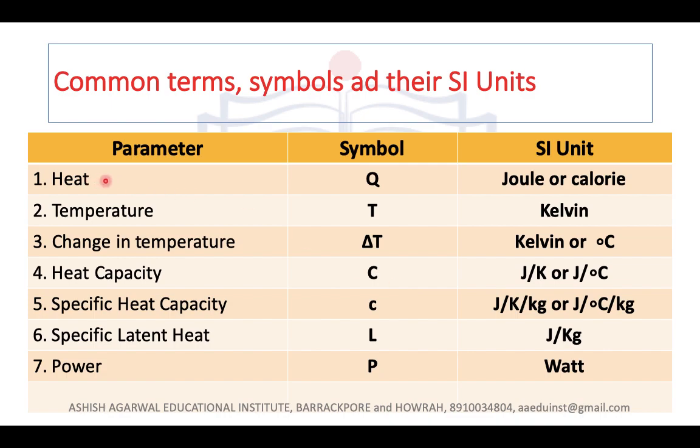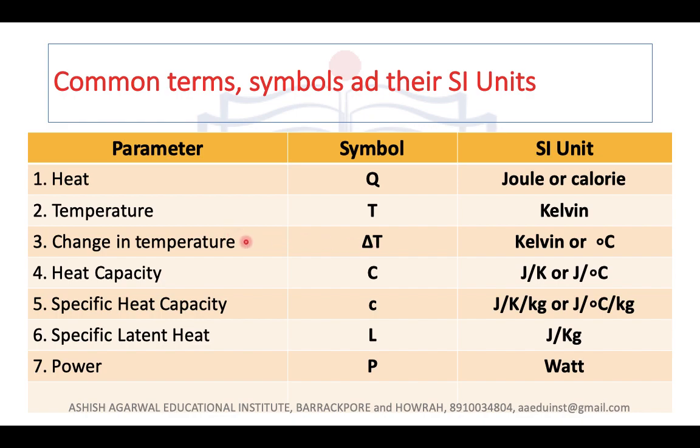Heat, throughout this chapter we'll be using heat with capital Q, and it will be measured in joule. One other unit of heat is calorie, but we'll be having very few questions with calorie. Majorly we'll be using joule. Temperature, as we all know, is denoted by capital T and the SI unit is Kelvin, capital K. Change in temperature is an important parameter. It is denoted by delta T.